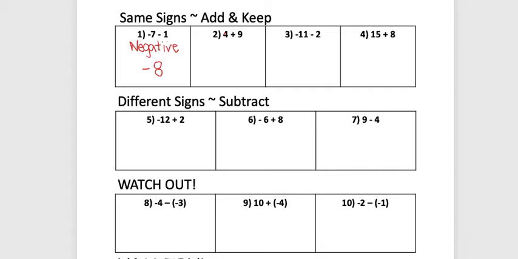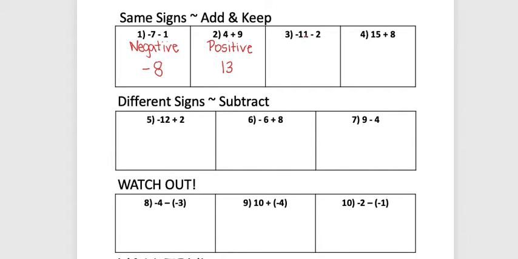Question 2, we have a +4, there's no sign on it, which means it's positive, and a +9. Again, you're going to keep the signs, so your answer would be positive because both of those numbers are positive. And again, same signs, add and keep. So 4 plus 9 is 13, and you keep the sign, meaning it would be +13.